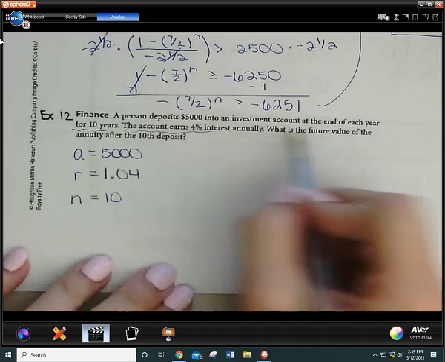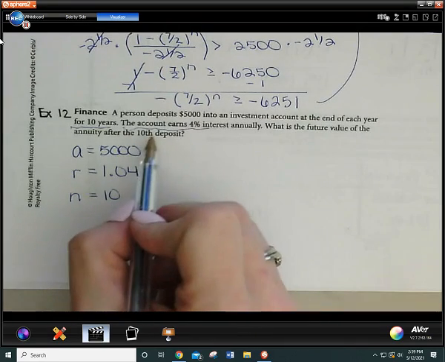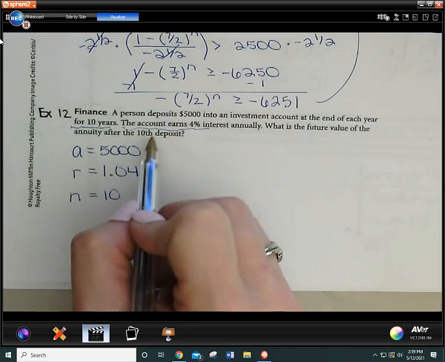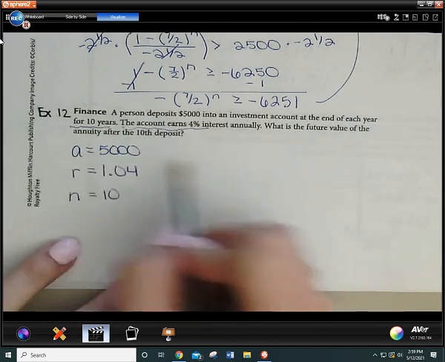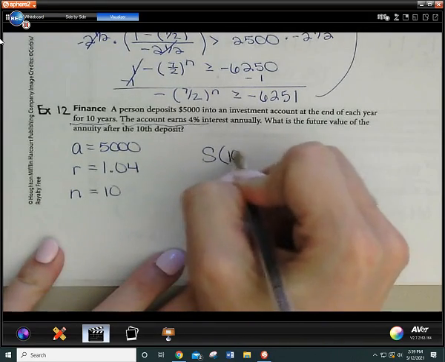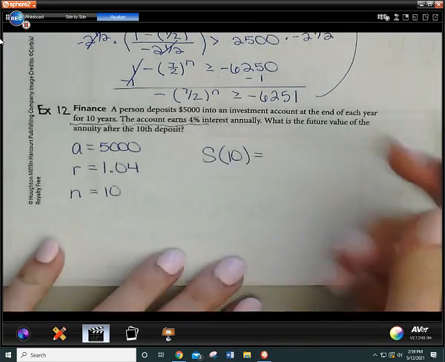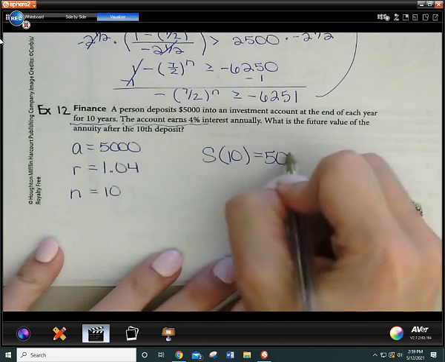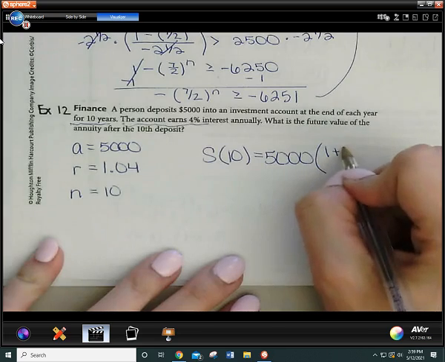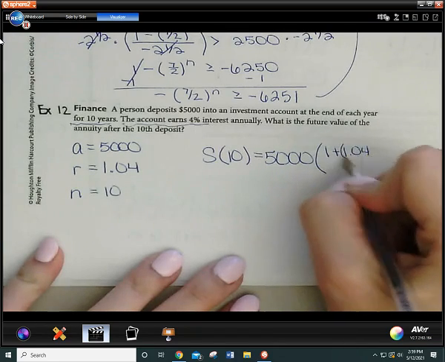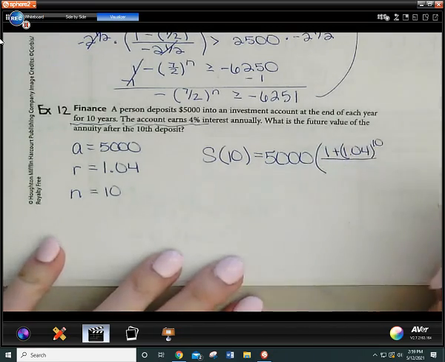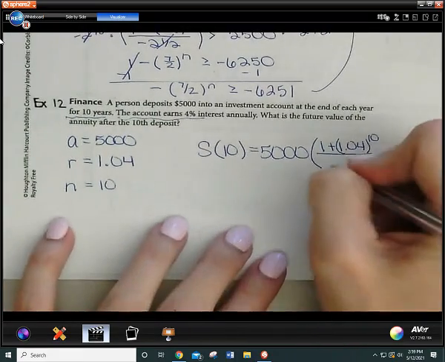All right, and then what does the future value hold after the 10th deposit? So after you've done 10 deposits, what's your total amount? I don't feel like doing this out 10 times, so I'm going to use the sum formula. I'm going to say the sum of the first 10 terms, or 10 deposits. We're starting off with 5,000, and we're compounding by 1.04 after 10 payments.